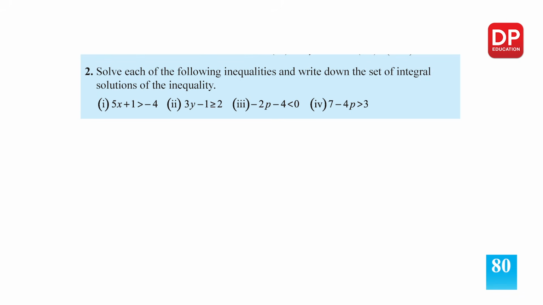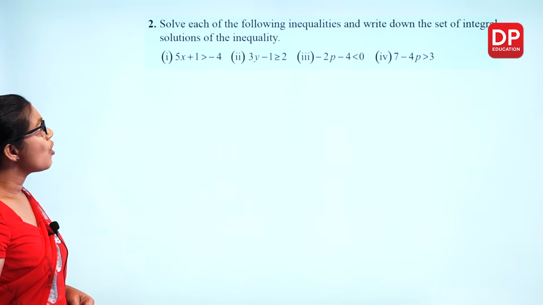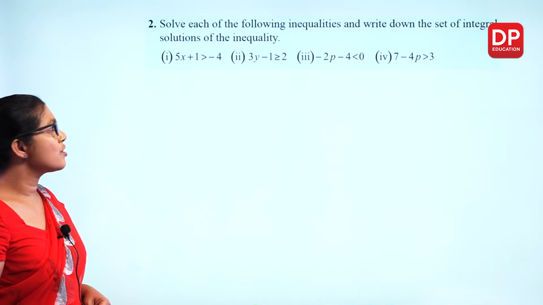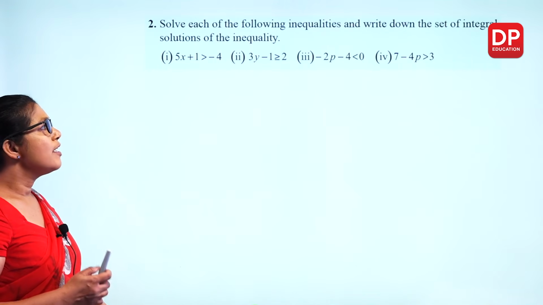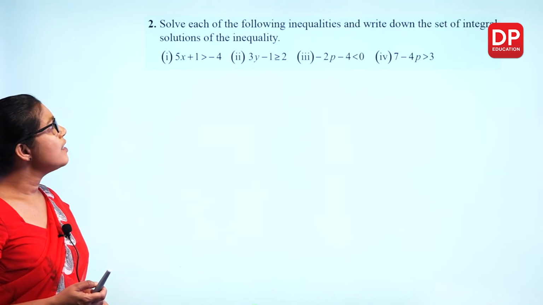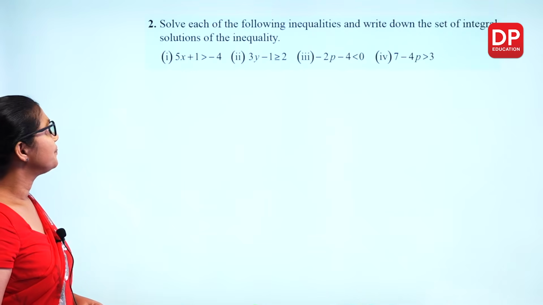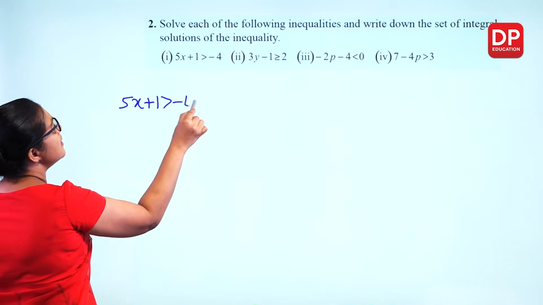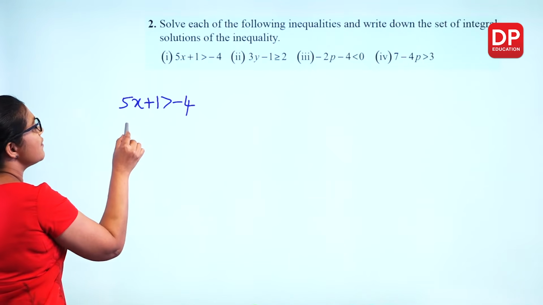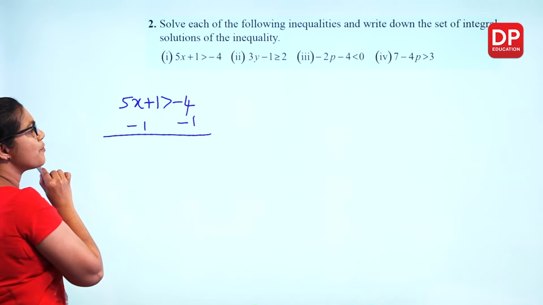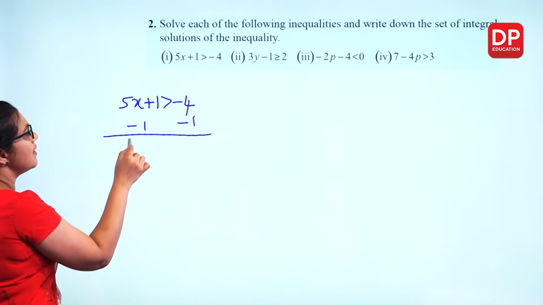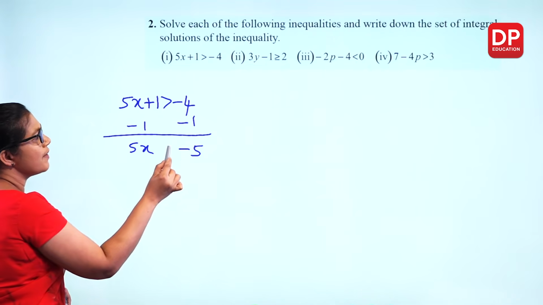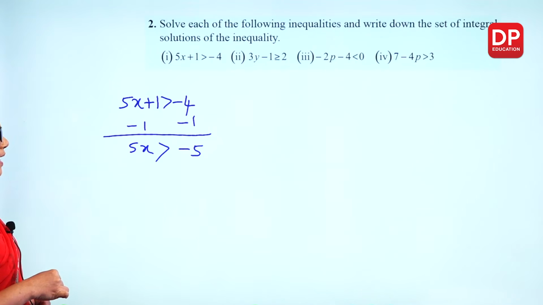Now we'll see the second question. Solve each of the following inequalities and write down the set of integral solutions of the inequality. That means you don't need to draw the number line, just write down the solutions. So what can we do? First take the inequality, try to solve. Get rid of this 1. That means you have to subtract 1 from both sides. So you get 5x there, minus 4 and minus 1 becomes minus 5. Nothing happens to the sign.